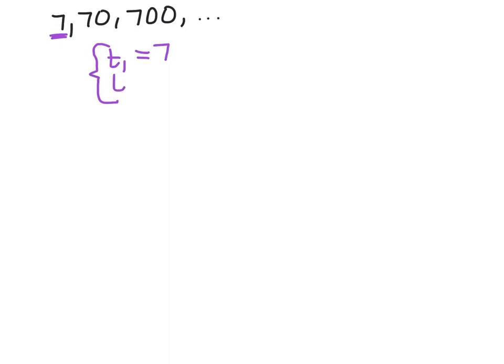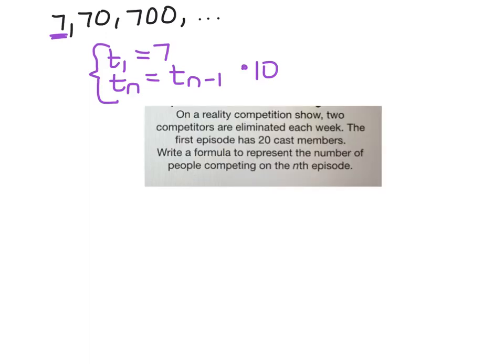Then to get to the next term, that's what this notation means. To get to the next term, I'm going to take the previous term, so that's t sub n minus 1, and multiply by 10. That's what I'm looking for as far as a recursive formula. But you do want to double check that you are using this notation correctly. Okay, the next one looked something like this.